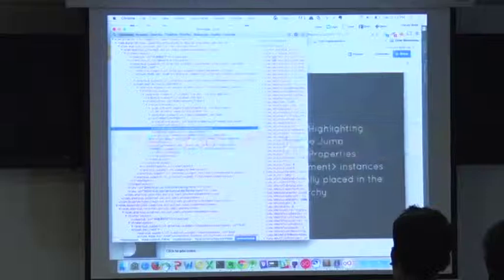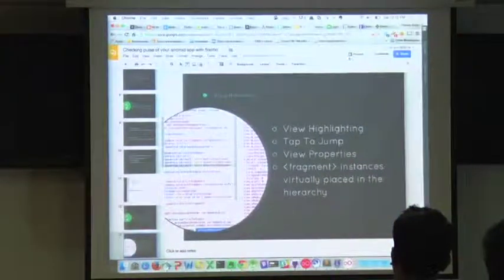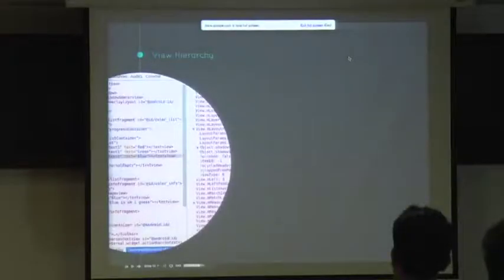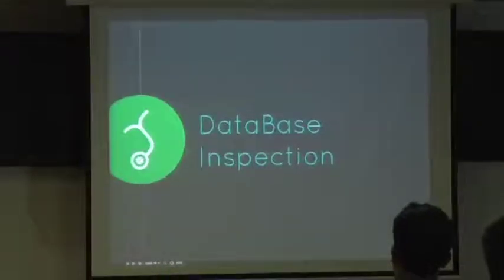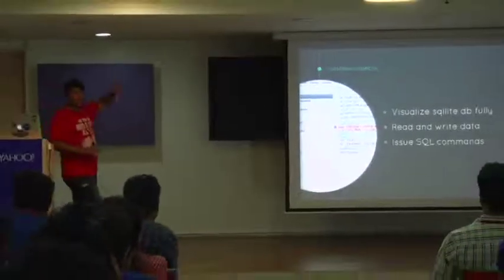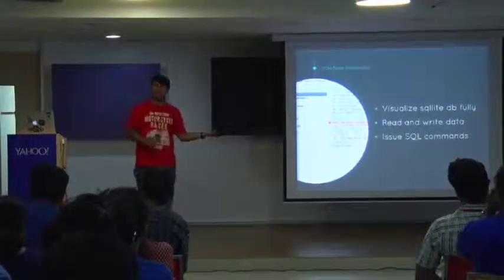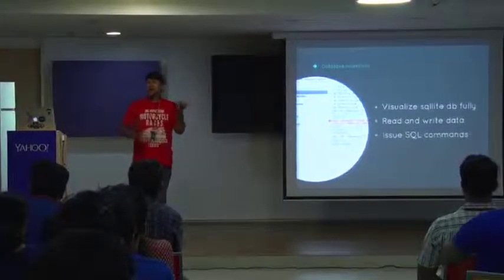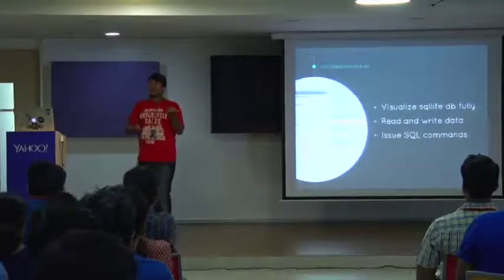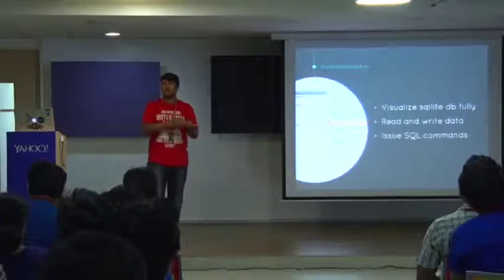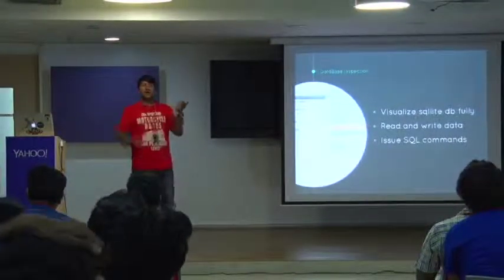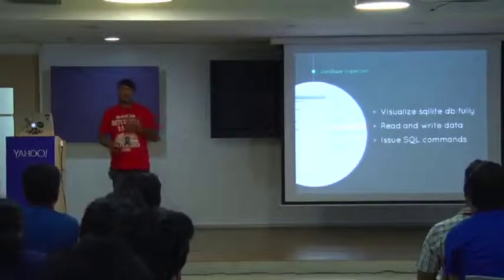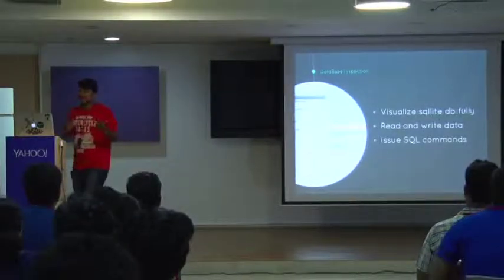Let's talk about other features. So we have seen the hierarchy viewer. Now let's see the database inspection, right? So it gives you an option to visualize the DB. So no need to use any additional SQLite browser. No need to pull out the SQLite file from your app and then dump it into a memory card and use ADB to do all the drama. It allows you to edit that as well. And you can issue SQL commands. Let's see that in action again.